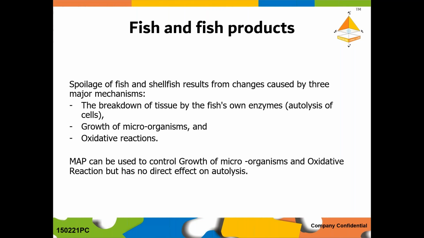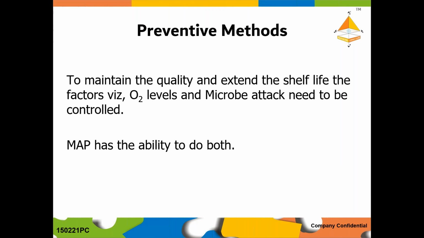Fish and fish products. So MAP can be used to control growth of microorganisms and oxidative reactions, but has no direct effect on autolysis. So autolysis, we cannot do anything. It is an internal process. So as a preventive method to maintain the quality and extend the shelf life, factors like oxygen levels and microbial attack need to be controlled. And this is what MAP can do.